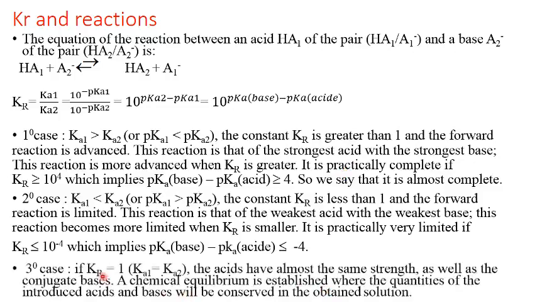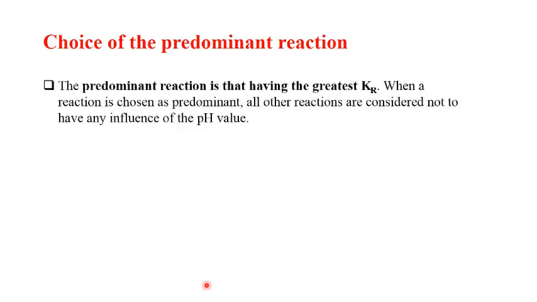At the end, if Kr is equal to 1, it means we have two couples having the same Ka, so they will have the same concentration in that case, and the chemical equilibrium will be established. Okay, so this is about Kr. Now, the choice of the predominant reaction. As we said here, when we are mixing more than one chemical species, more than one chemical reaction can occur. But which one is the predominant reaction?